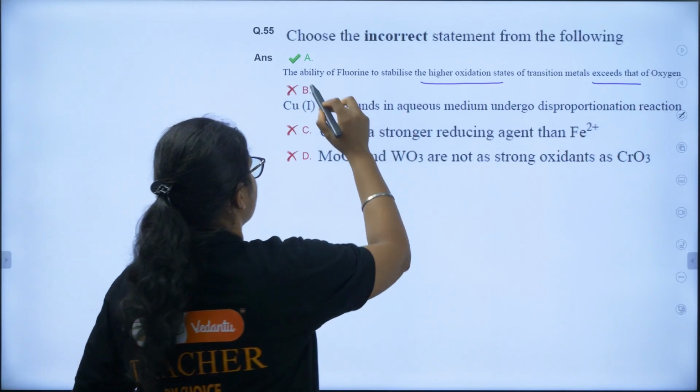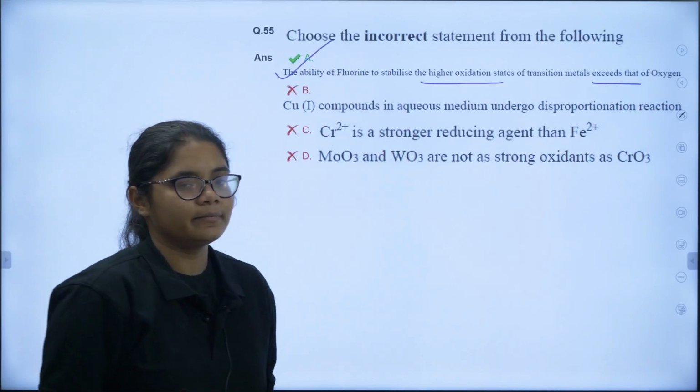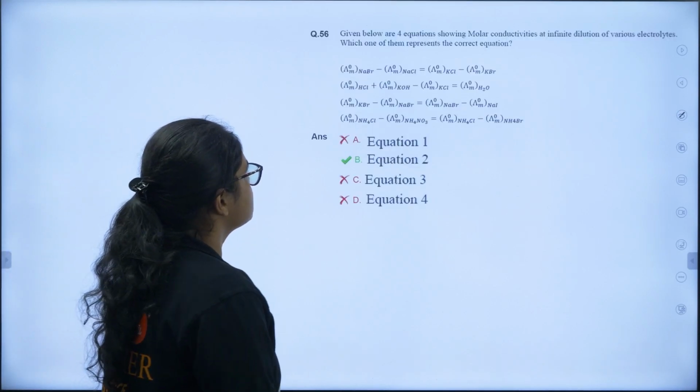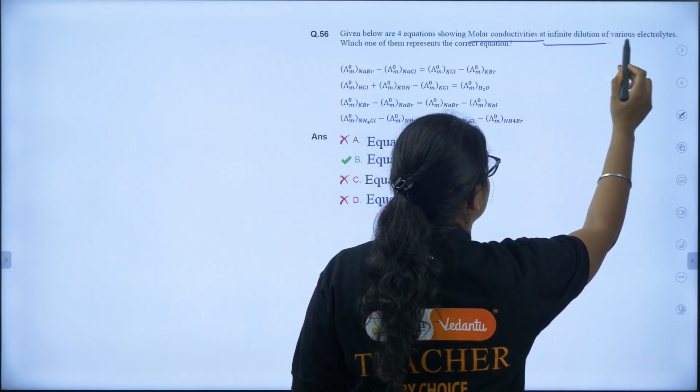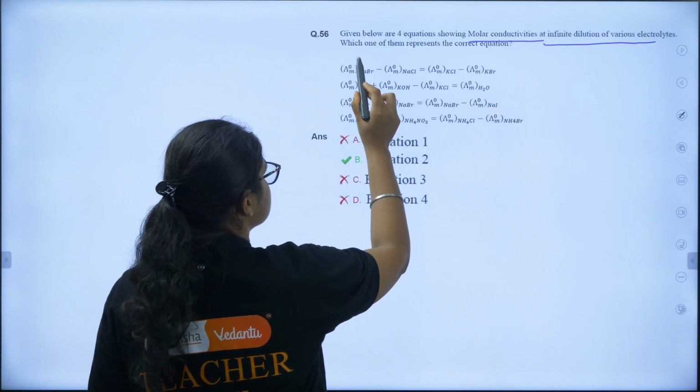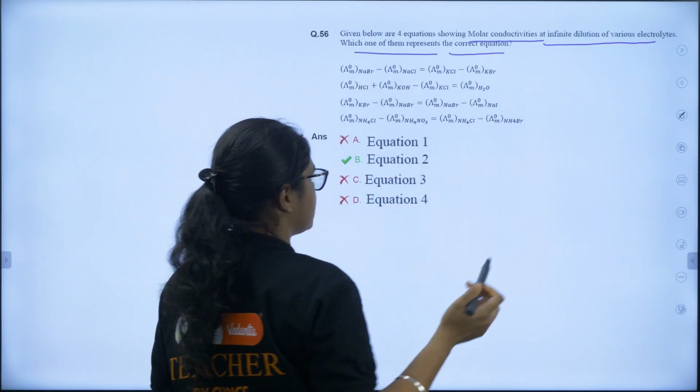So that is why this is the incorrect statement. So correct answer is option number A. Okay, now next see this one. Given below are 4 equations using the molar conductivities at infinite dilution of various electrolytes. Which one of the following represents the correct equation?